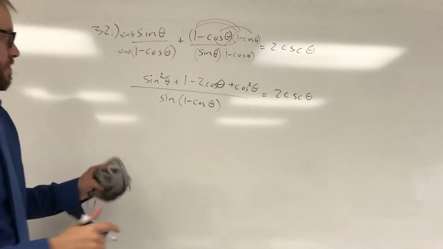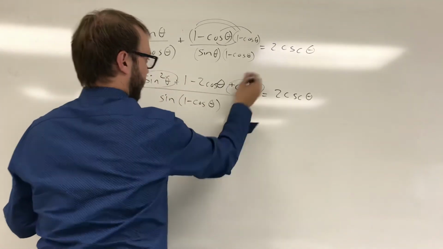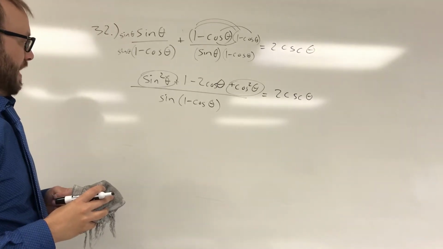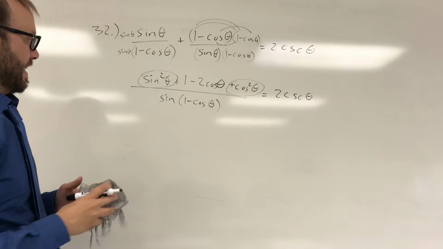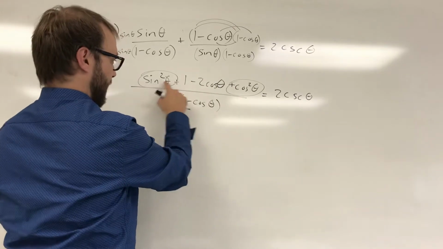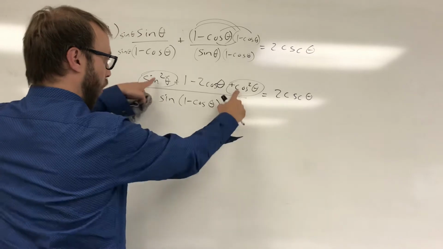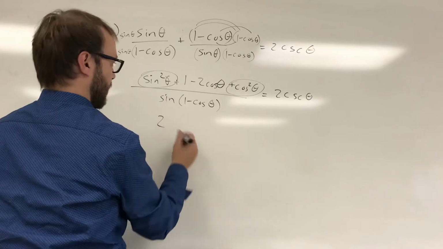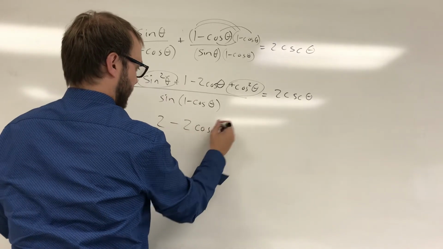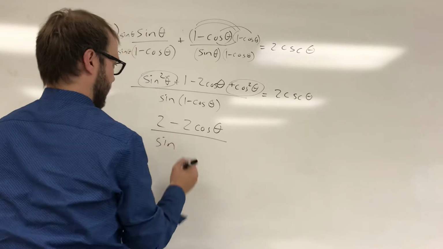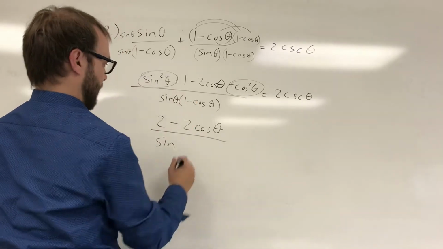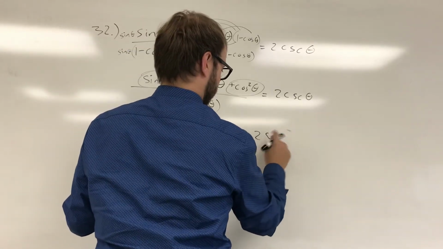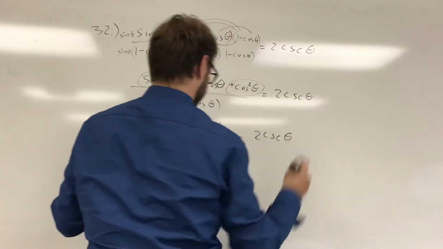So I see something jumping out at me right here. Sine squared plus cosine squared, of course, is equal to 1, okay? And so I can replace these two things with a 1, okay? So that would be a 1 plus 1 minus 2 cosine of theta. 1 plus 1 is 2. So 2 minus 2 cosine of theta over sine of theta, sorry, it should be sine of theta, times 1 minus cosine of theta. And this whole thing needs to be equal to 2 cosecant of theta. Okay? So we're not done yet.